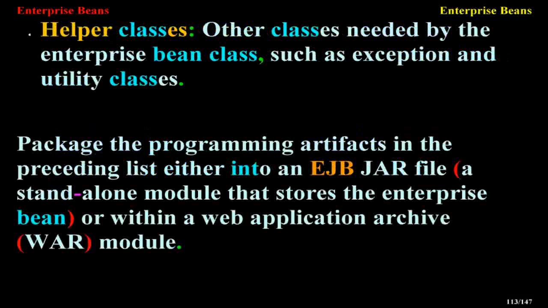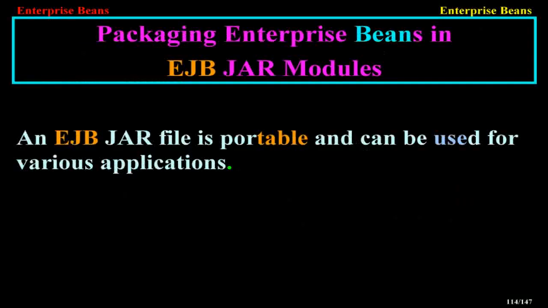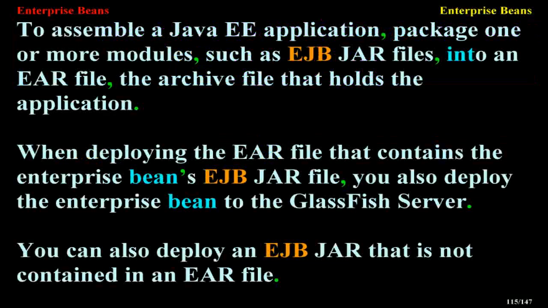Package the programming artifacts in the preceding list either into an EJB JAR file, a standalone module that stores the enterprise bean, or within a web application archive (WAR) module. Packaging enterprise beans in EJB JAR modules. An EJB JAR file is portable and can be used for various applications. To assemble a Java EE application, package one or more modules, such as EJB JAR files, into an EAR file, the archive file that holds the application.